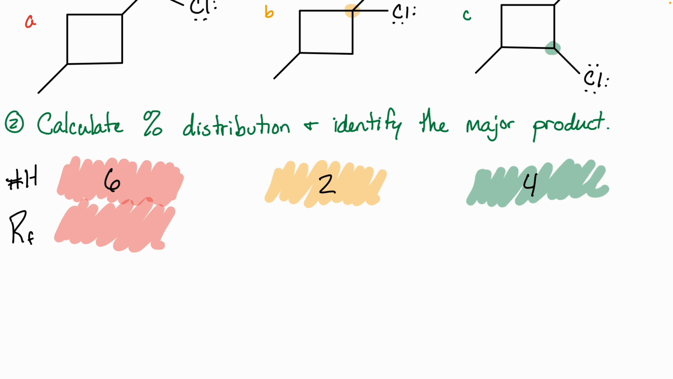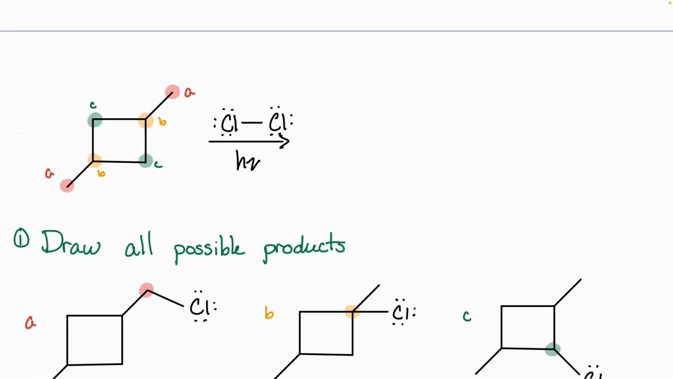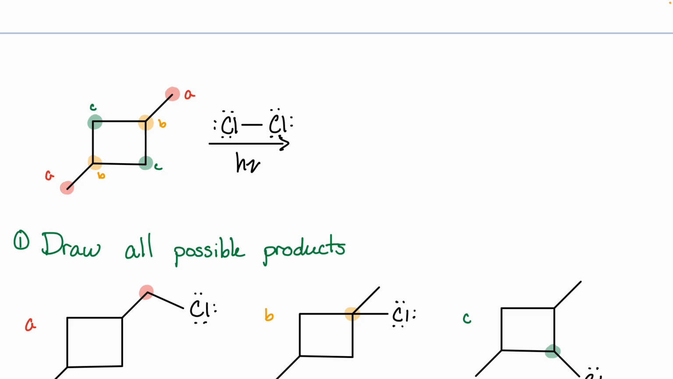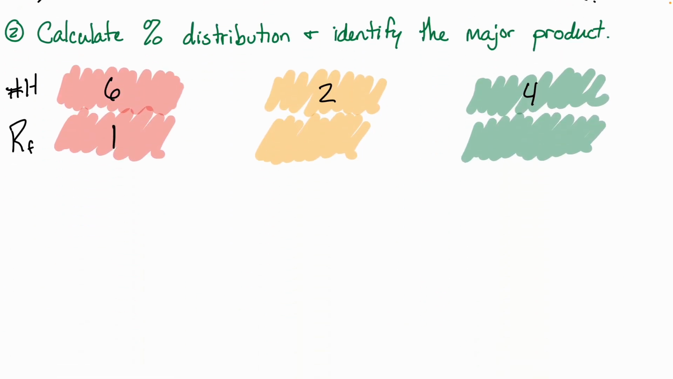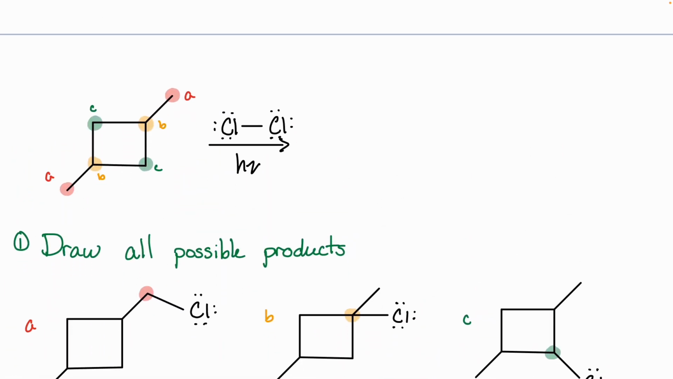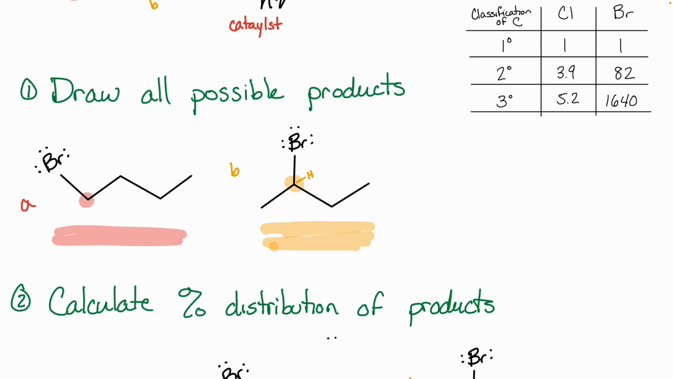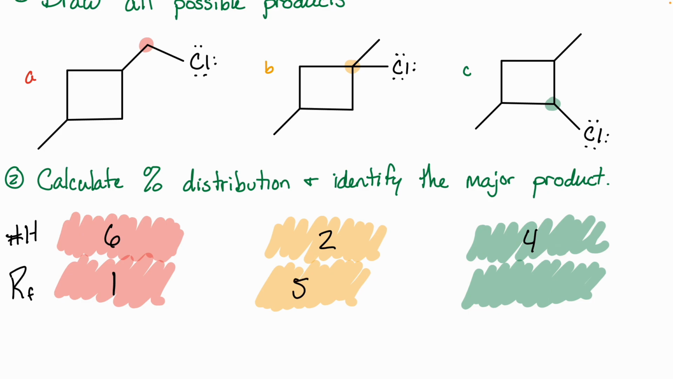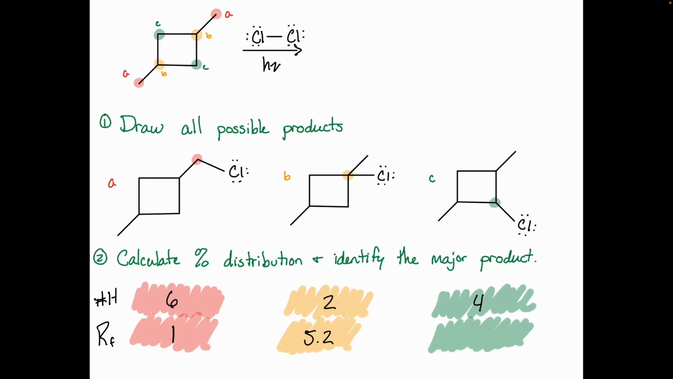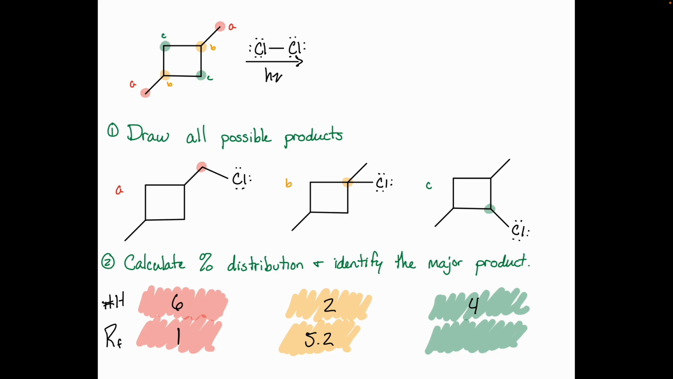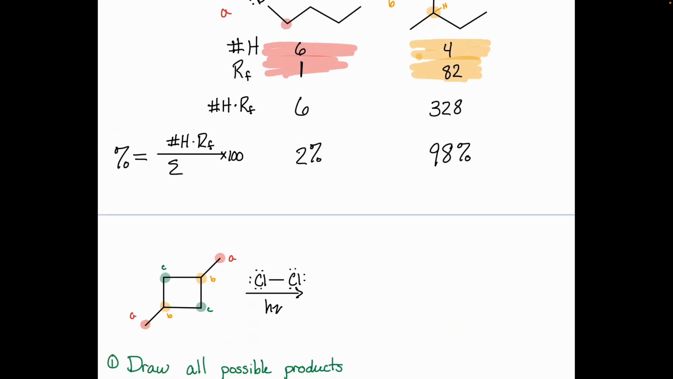Okay, and then I'm going to look up my reactivity factor. This is going to depend on whether we're looking at a primary, secondary, or tertiary carbon. So for group A, primary, secondary, or tertiary? Primary, so that would be a reactivity factor of one. What about my orange carbon? Tertiary, and we're talking about chlorine, so I'm going to use that 5.2 value. And then lastly, our green carbon, secondary. And that would be, what is that, 3.9? Yes.